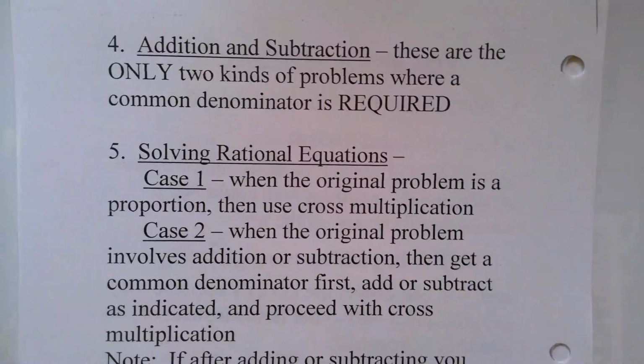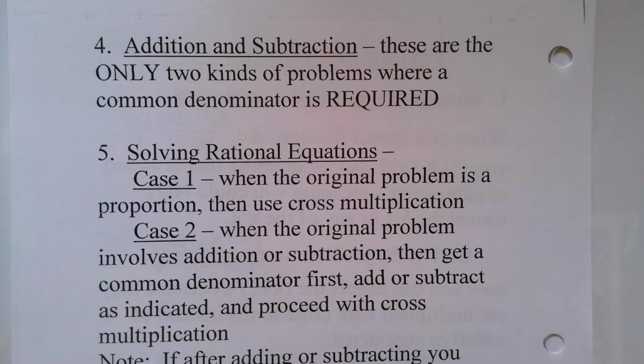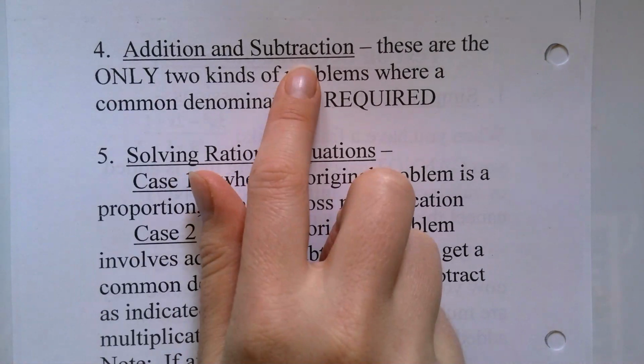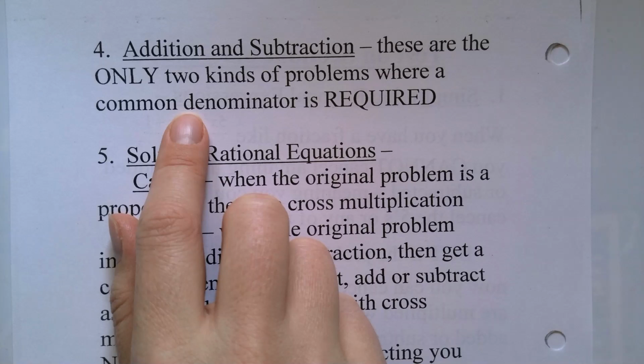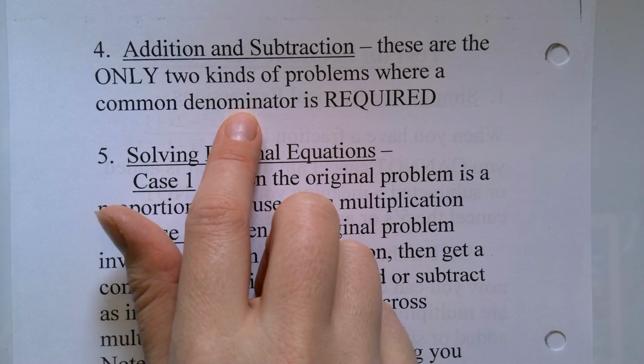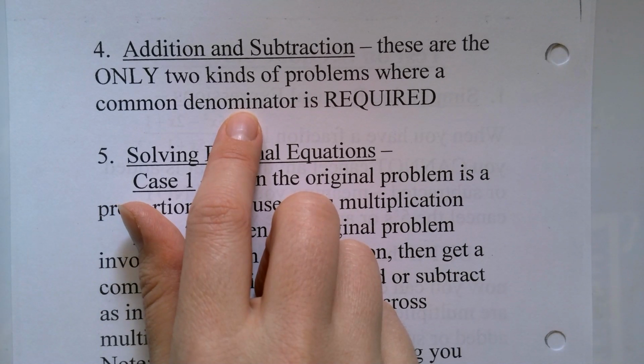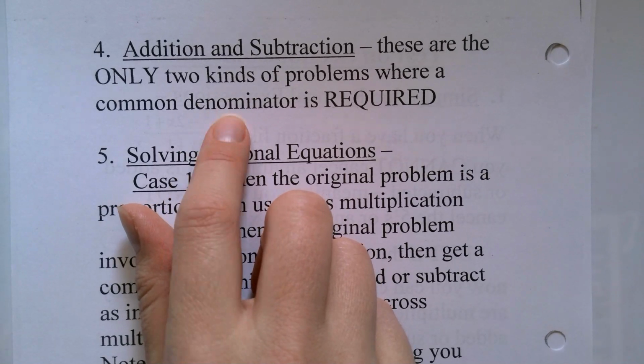Then we got into what was a little bit harder, and that was 8.3, addition and subtraction. These are the ones that require a common denominator. So it does take a little bit more effort. You need to, again, factor each piece in the denominator and build it. That's when you need a common denominator.